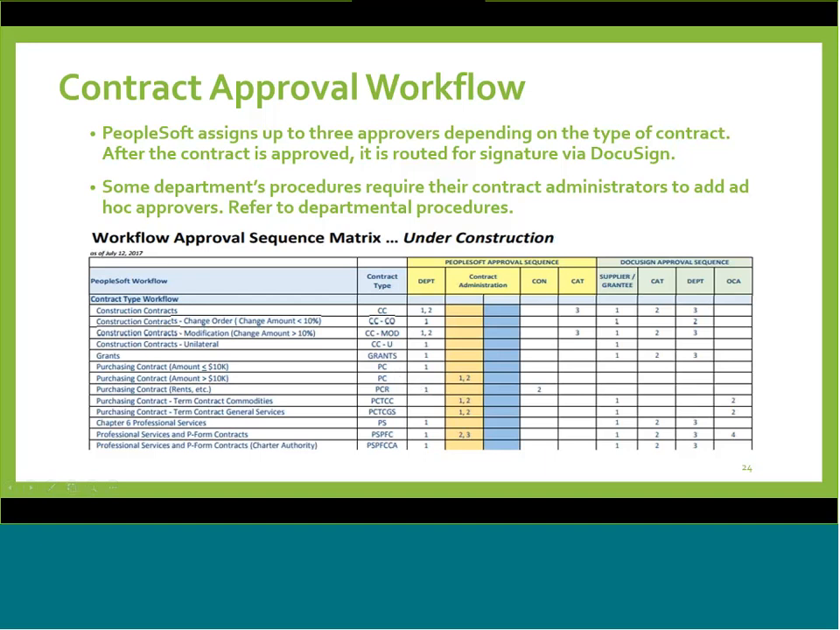So you can take a look at this grid and see, based on the contract type you selected on your contract header, will it go to my department? And this is kind of intended to help you even choose that contract type. So if you need a specific workflow for a specific contract, you can decide that based on this matrix here, and just make sure you pick the right contract type for the workflow you need.